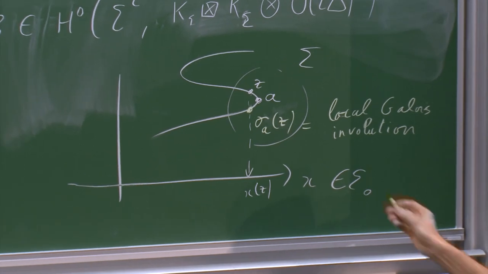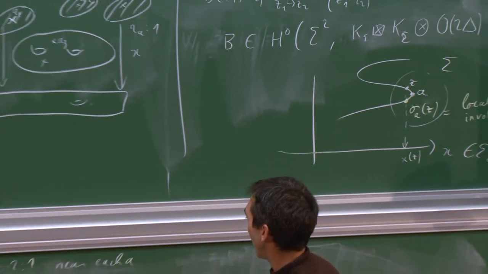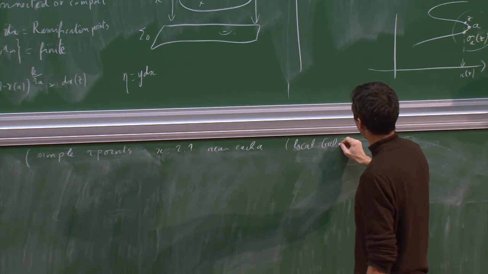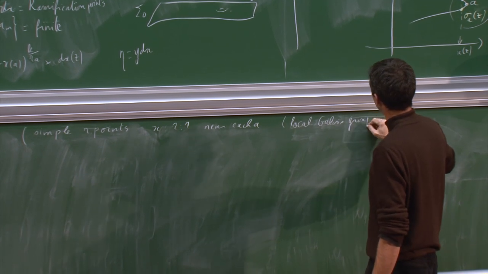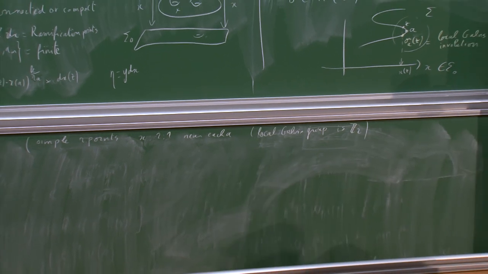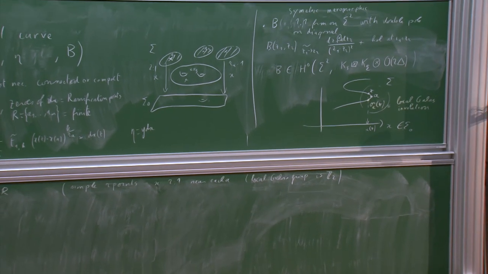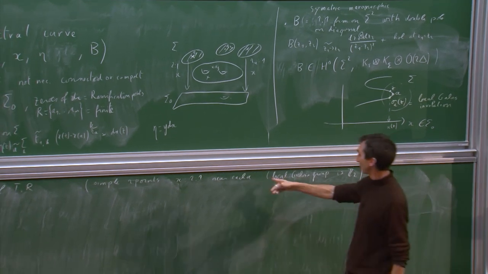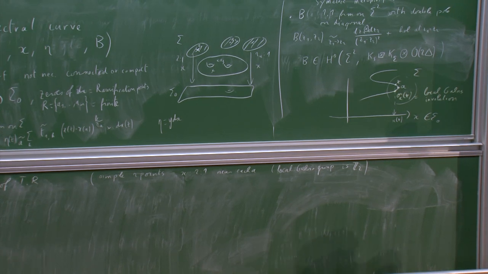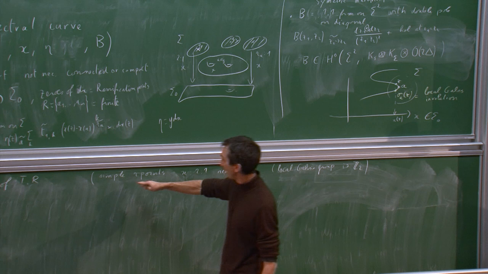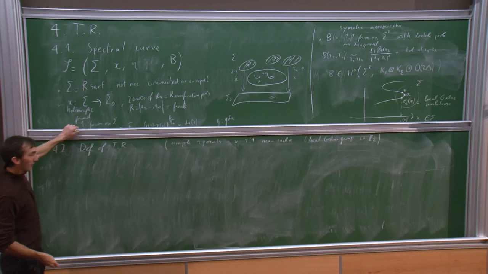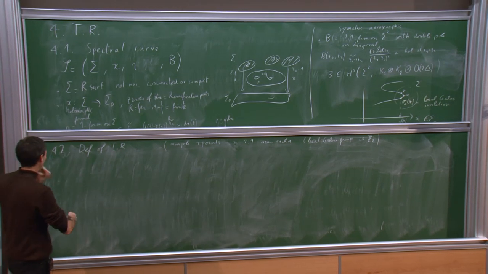So in fact, the local Galois group for such, so it means that the local Galois group is this Z2, basically the only group with two elements. But for higher order ramification points, you can have higher order Galois groups. And in fact, the formula for arbitrary ramification points involves local Galois groups. But let me start with the simple case.